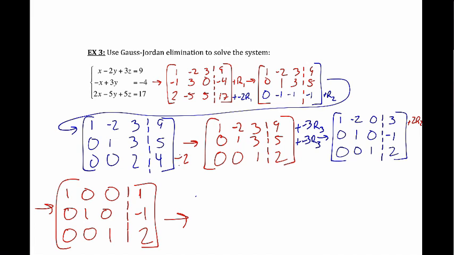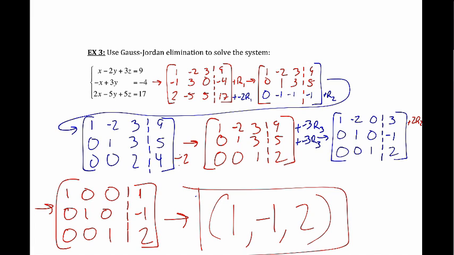So from here, our x value, looking at that top row, we got 1, 0, 0, 1. So that means 1x plus 0y plus 0z equals 1, which means x equals 1. From our second row, that tells us our y value of negative 1. Our third row tells us our z value of positive 2. And there we have it.